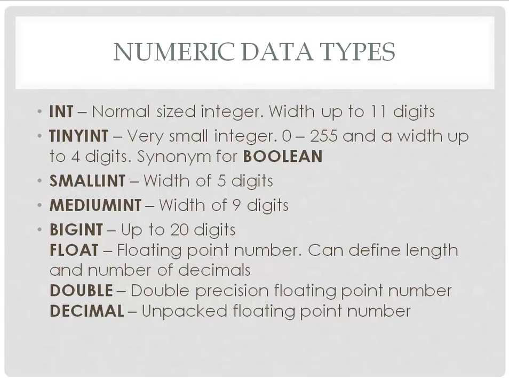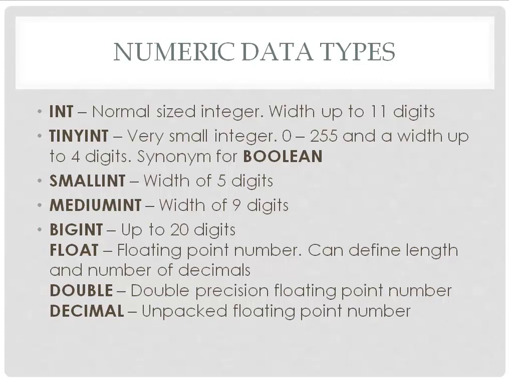So first we have our numeric data types. We have an int, which is probably the most common numeric data type. This is a normal sized integer. It can have up to 11 digits, which is a very, very high number. Tiny ints are very small integers, 0 to 255, and can have a width up to 4 digits. It's a synonym for Boolean, so usually a Boolean, a tiny int, are mostly used to be a 1 or a 0 to represent off and on.